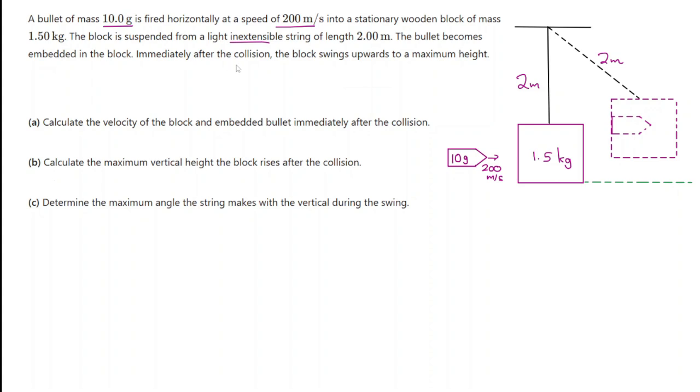Immediately after the collision, the block swings upwards to a maximum height. Now, let's say the maximum height that it goes up to, let's call this one h. Now, the mass here is 1,500 grams plus the 10 grams, 1,510 grams. In kilograms, it will be 1.51 kg.